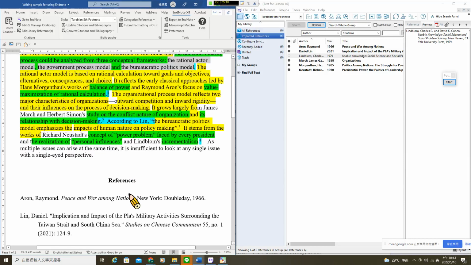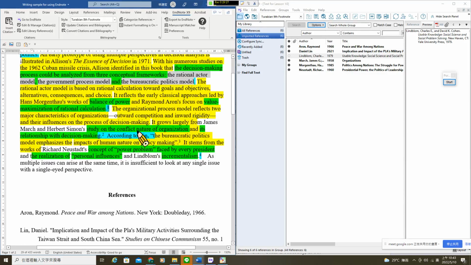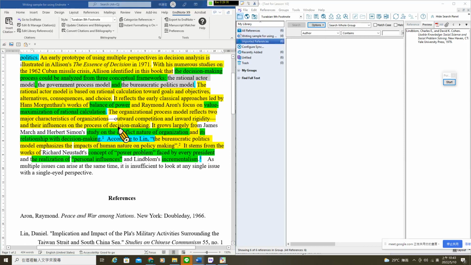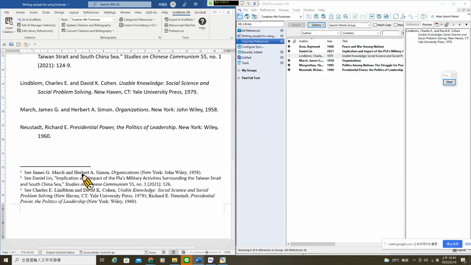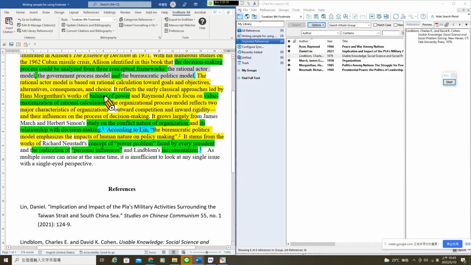For example, let me take this away. So number one, I refer to these two books, Aaron and Morgenthau. Now let me take it away. So look here, it's changed. It's not there, right? Now I want to say, because I will intentionally refer to these two books, Morgenthau talks about balance of power, and Aaron focuses on value maximization or rational calculation. So I want to cite these two. So I come here, this is the book I want to cite. And also Morgenthau I need to cite.